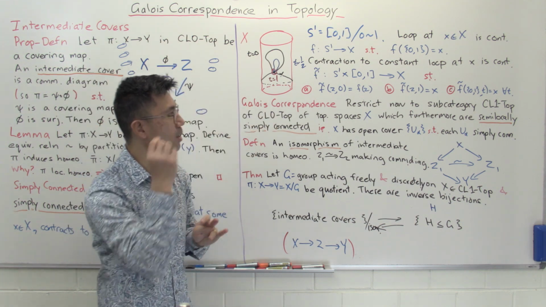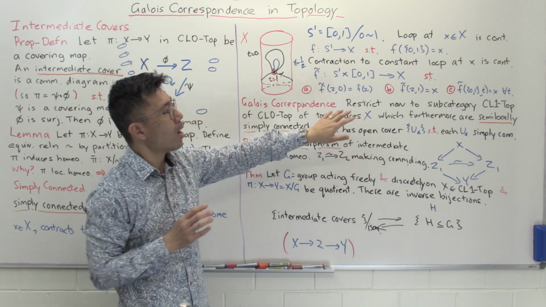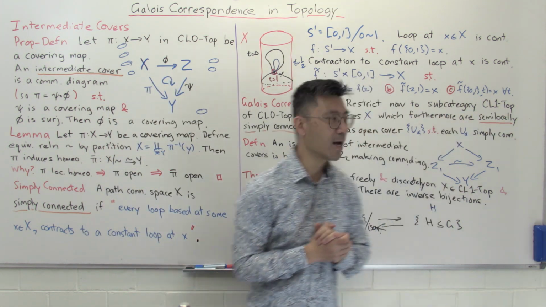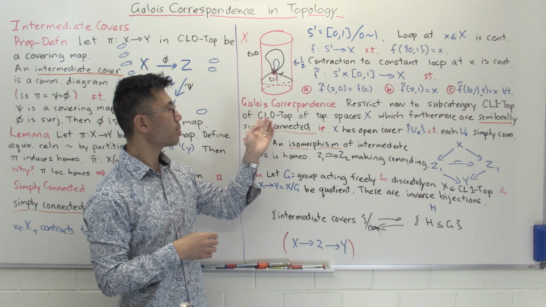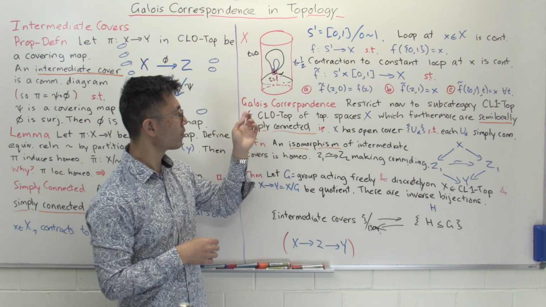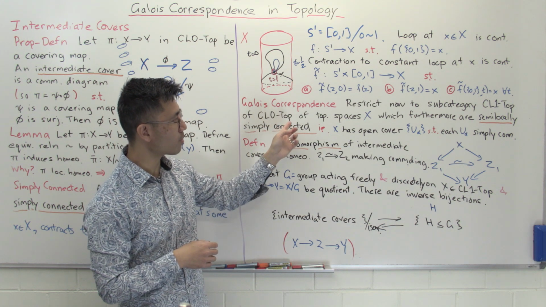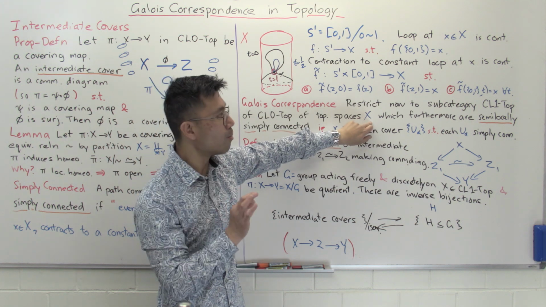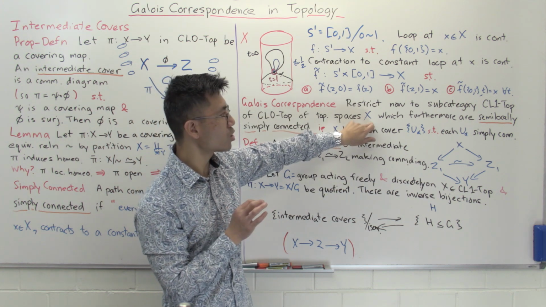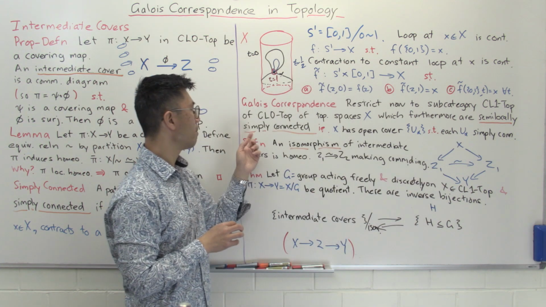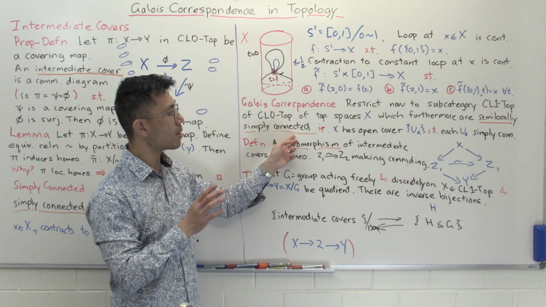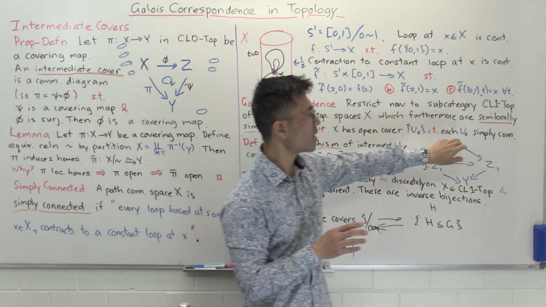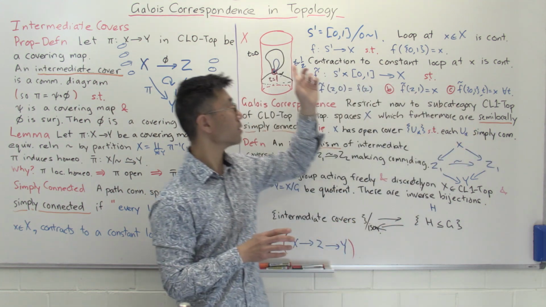Now, we have to restrict the category we're working with a little bit more. Instead of looking at CL0 top, we look at CL1 top. What's that? We look at a subcategory of the category of connected and locally path-connected topological spaces. These are spaces X which have an extra condition called semi-locally simply connected. That just means that X has an open cover U alpha such that these U alphas are simply connected.